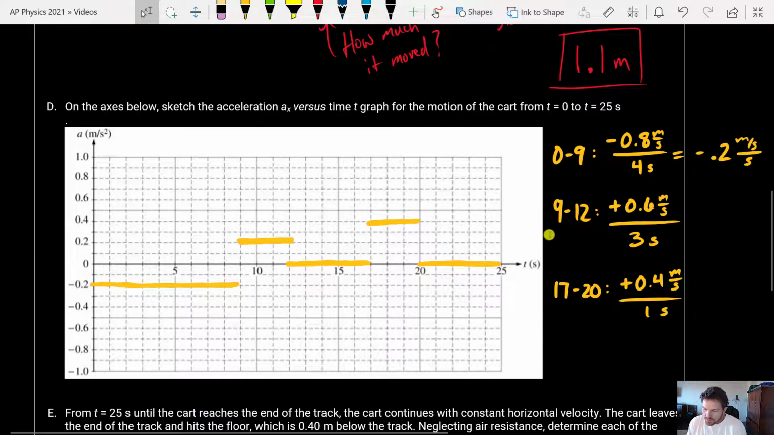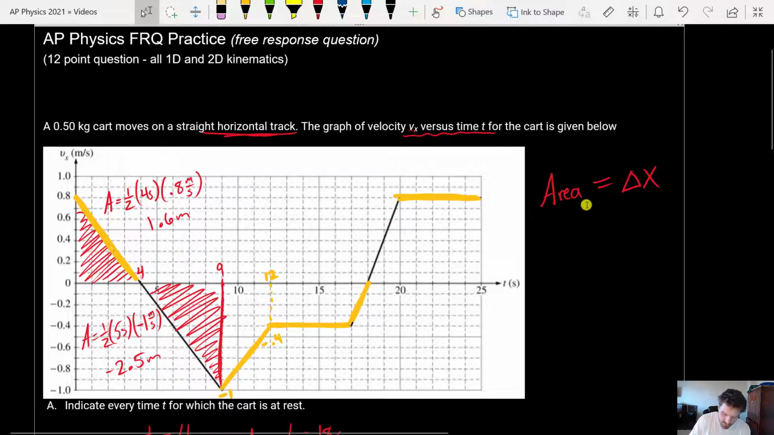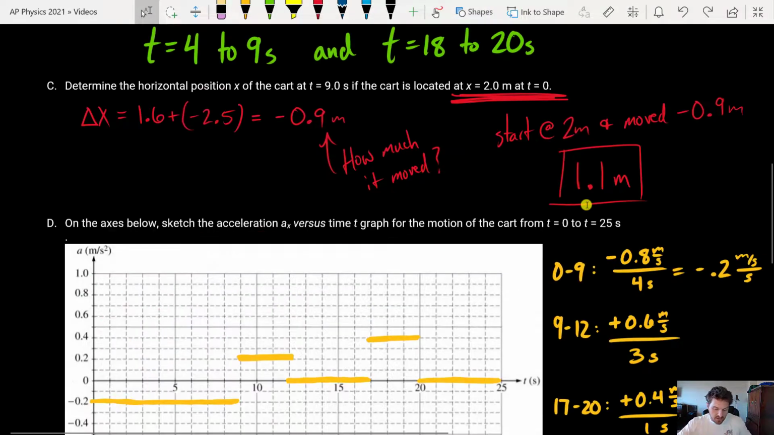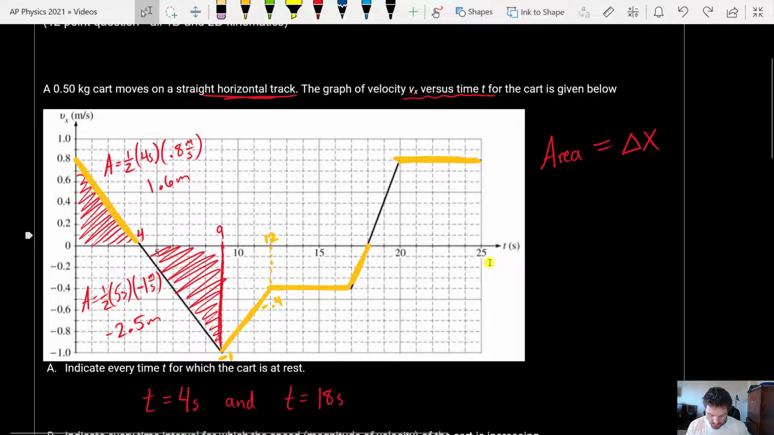Okay, so yeah, I know, like for this first one from 0 to 9, I only used the little 4-second time right there, but I can use that slope, right? This whole line has the same slope. So I just use the first 4 seconds to find what the slope is, and then that slope is the same for that whole line segment.